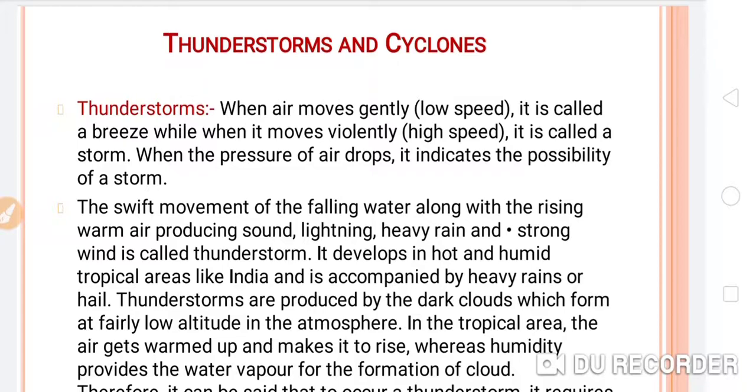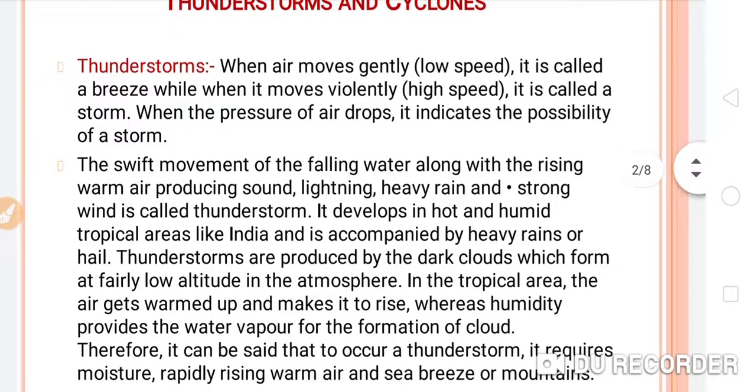When air moves gently at low speed, it is called a breeze, as we know, while when it moves violently at high speed, it is called a storm. So this is the difference between storms and breezes. Now, when the pressure of air drops, it indicates the possibility of a storm.